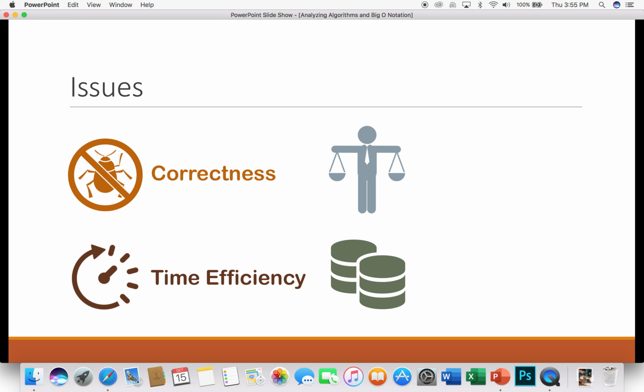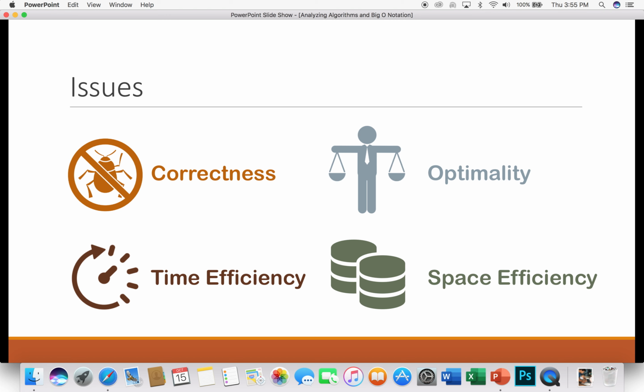Time efficiency, yung speed, gaano kabilis yung pag-execute ng iyong algorithm. Space efficiency, gaano siya katipid pagdating sa memory, pagdating sa mga ginagamit nating variables and yung data structure. And last, optimality. Yun to yung balance ng time and space efficiency.